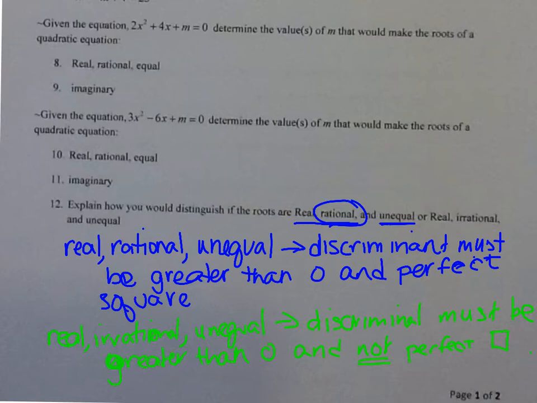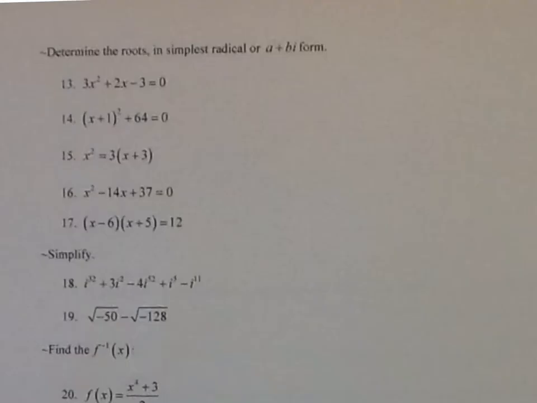All right, so let's take a look at number 13. Number 13 says determine the roots. So we're solving the quadratics in simplest radical or a plus bi form. So we have to make sure that we take the answer as far as we can with the radicals or any negatives that are there. Let's take a look at number 1. I have 3x squared plus 2x minus 3 equals 0. The first thing I want to check is if it's factorable. When I multiply first times last, the product is negative 9.